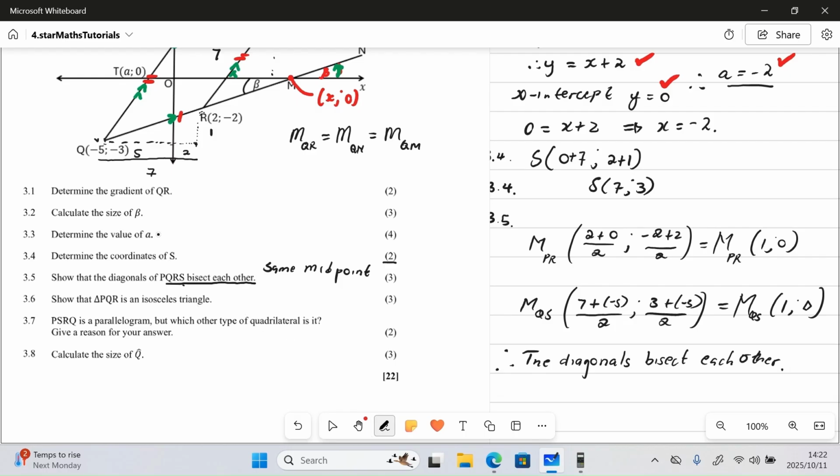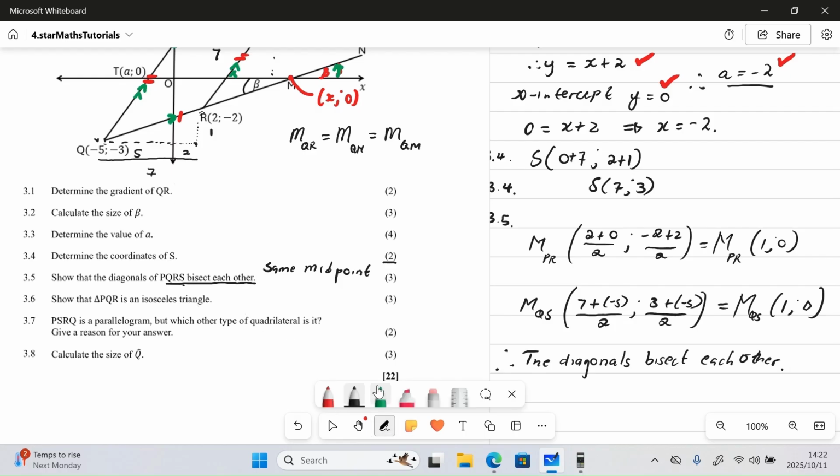Then how do we mark this one? We forgot to mark that one. That one is only 2 marks: 1, 1. Then this one is how many marks? 3 marks. Sub into the formula.